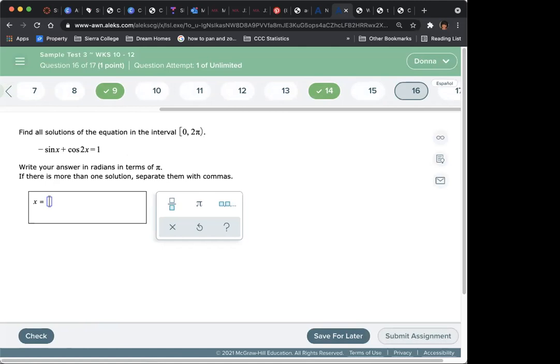Oh, there's something in the chat. Hold on, I missed that. Chat: how do you know when to check your answer? Anytime you square both sides, you should always check. So it's squaring both sides.